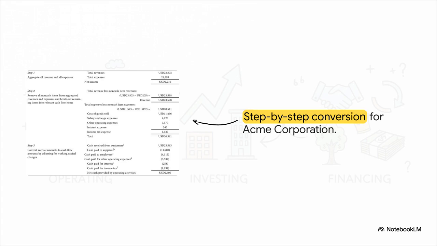Finally, in step 3, we adjust for working capital. Acme's accounts receivable actually increased by $55, so we subtract that from our clean revenue to find that the actual cash received from customers was $23,543. And just like that, we've successfully hacked an indirect statement into a direct one.